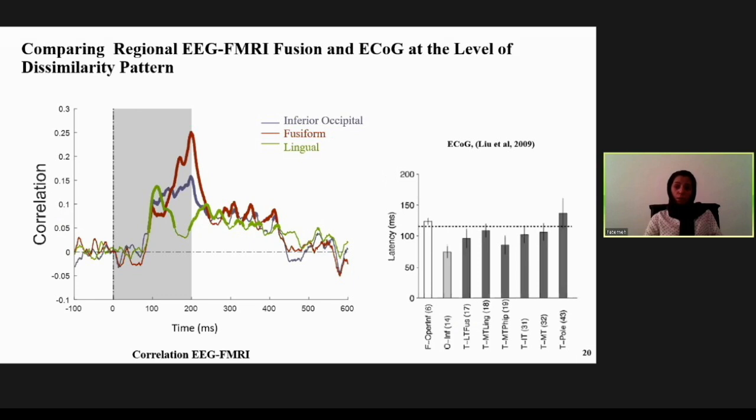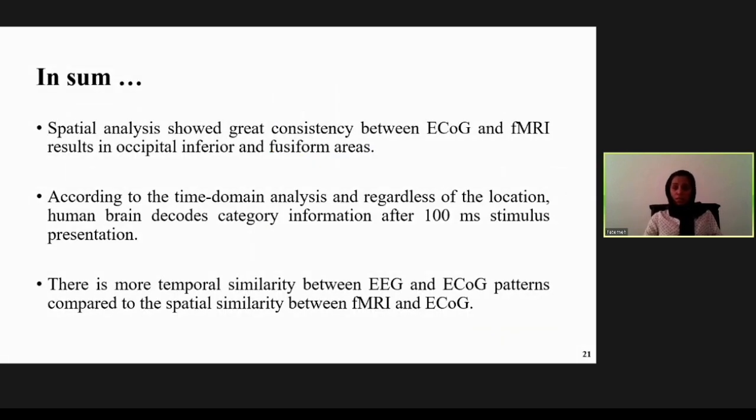In summary, spatial analysis showed a great consistency between ECoG and fMRI results in occipital, inferior fusiform areas. According to the time domain analysis, and regardless of the location, the human brain can decode category information after 100 milliseconds of stimulus presentation. There is more temporal similarity between EEG and ECoG patterns compared to the spatial similarity between fMRI and ECoG.